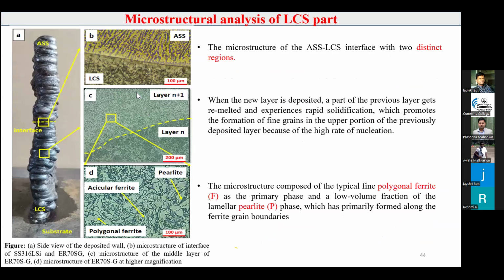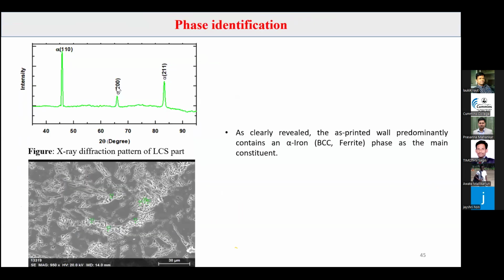Again, I have performed the microstructural analysis for the LCS part. These are the microstructures of the interface. Here you can see the clear distinction: this is the LCS part, this is the ASS part. In the LCS part, I have observed the phases acicular ferrite, polygonal ferrite, and pearlite. Again, I have performed X-ray diffraction of LCS, and the major phase is alpha ferrite.